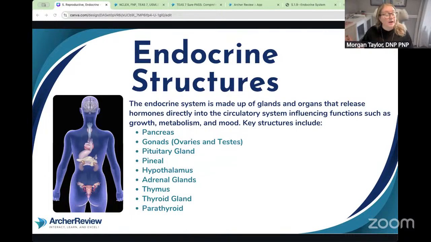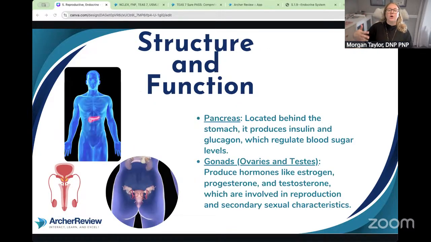And again, I know you guys aren't going to be experts at every single one of these, but we are going to go over the high level, what you have to know for the test. Let's start with the pancreas. It is kind of behind the stomach in the abdominal area, and it produces a hormone called insulin and a hormone called glucagon. Those are the two hormones in your body that regulate blood sugar levels.